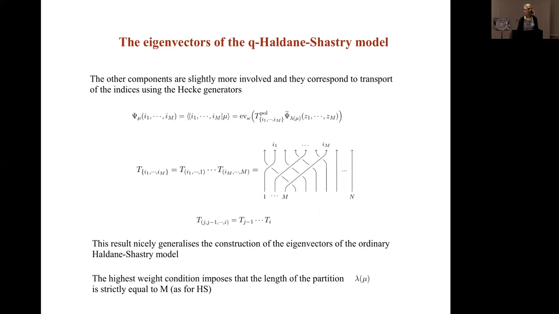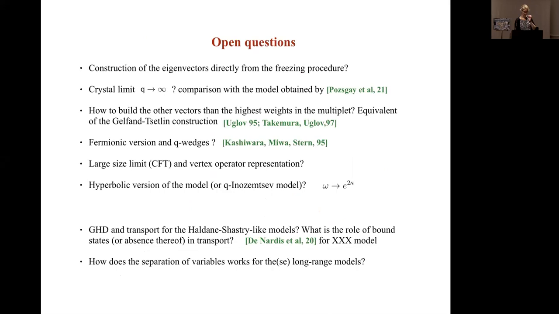Okay, so this generalizes the construction of the ordinary highest weight vectors. The descendants are a more complicated story, which is also not completely understood for Haldane-Shastry. So there are a few things from the mathematical point of view that one would like to understand, such as how to do this construction directly from the freezing procedure. There are some relations for the non-symmetric Macdonald polynomials that must be hidden beyond.